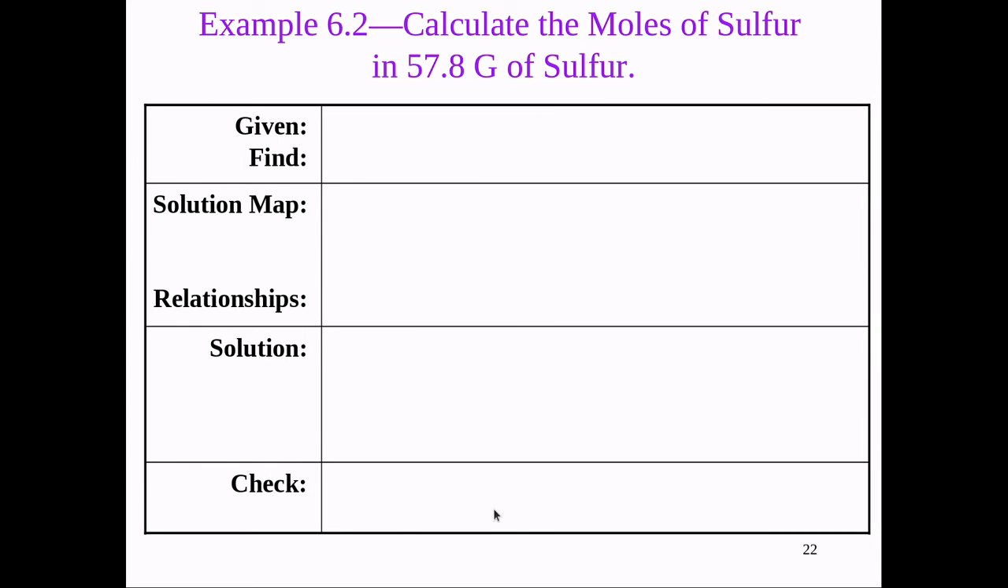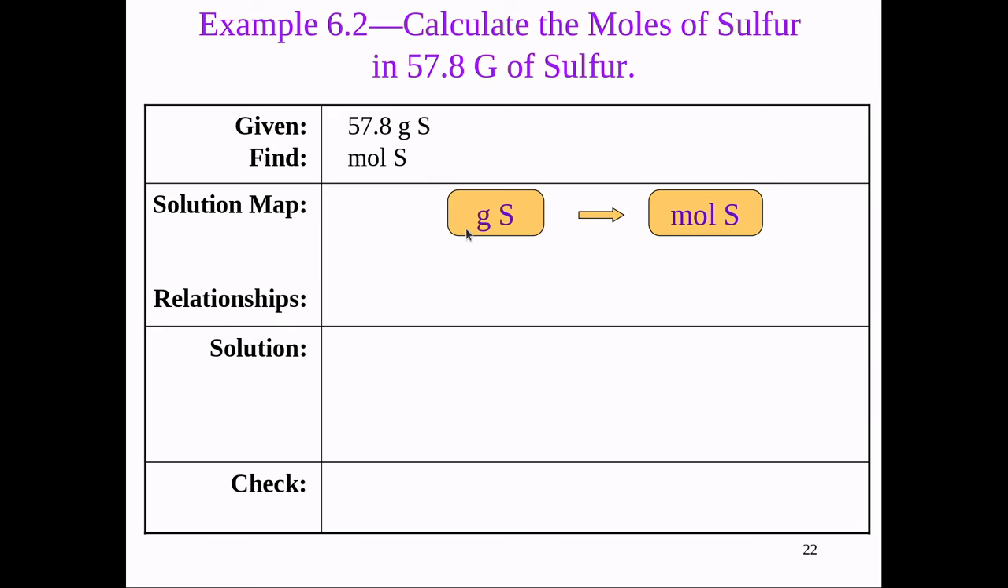So let's try a problem here. We want to calculate the moles of sulfur in 57.8 grams of sulfur. We're given the mass of the sulfur, 57.8 grams. We're asked to find the moles of sulfur. A solution map is just going to be to go directly from the mass to the moles of sulfur.